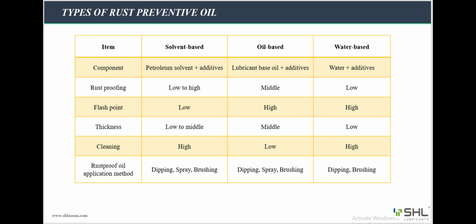About oil-based rust preventative oil. In addition to using additives to prevent rust, it also uses an oil film to prevent the metal surface from interacting with oxygen as well as the humid air of the outside environment. However, due to the oil film, the cleaning ability after use is lower than that of solvent-based oils. Finally, water-based rust preventive oil is the least effective of the three.